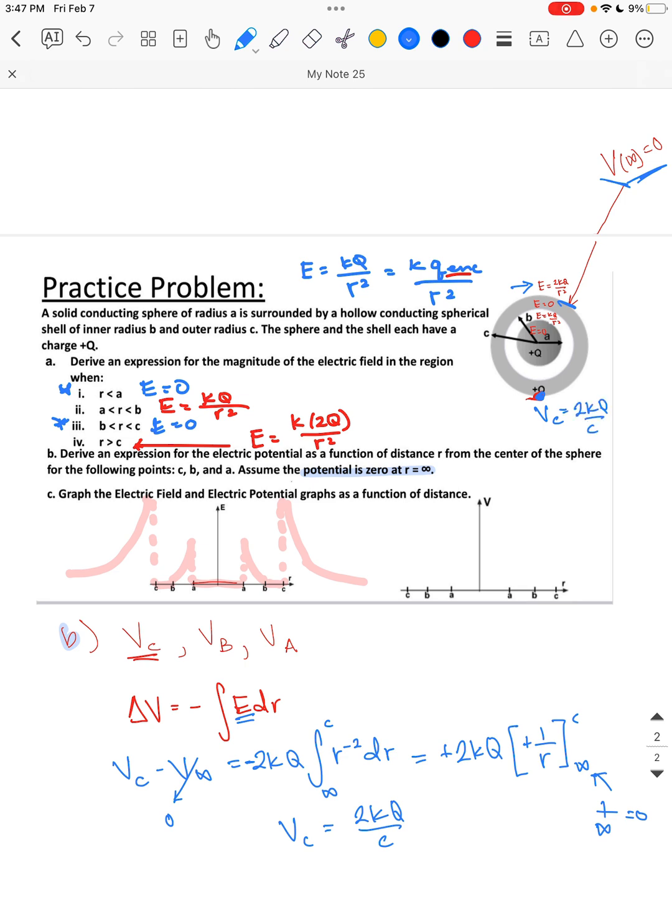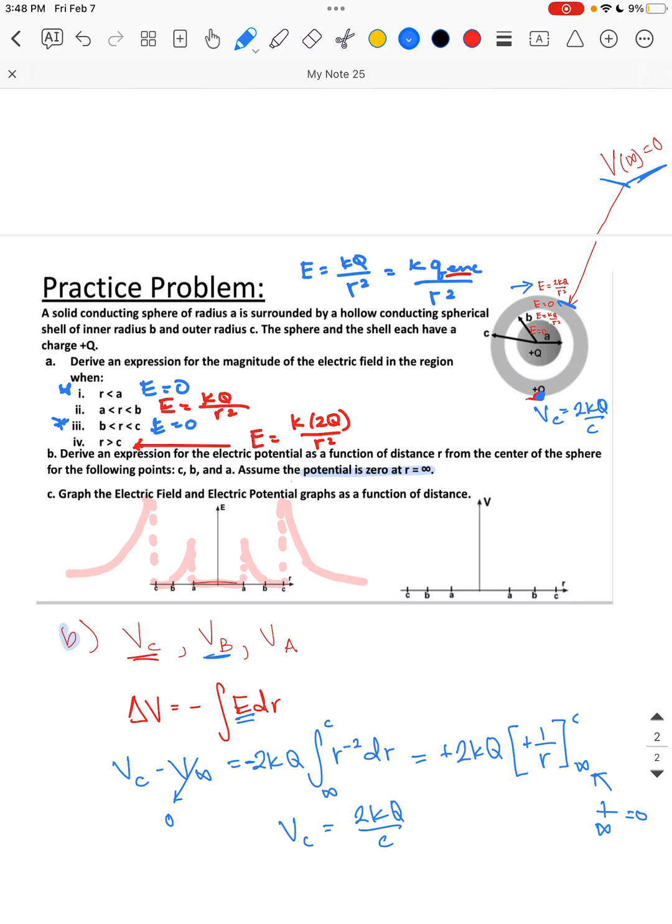Now, I had a student look at me and say, well, yeah, that's the equation for potential. It's kq over r, and so it makes sense that it would be 2kq over C. But that doesn't apply for all of the other scenarios. So we're going to do the next step. Next step, we're going to solve for VB.